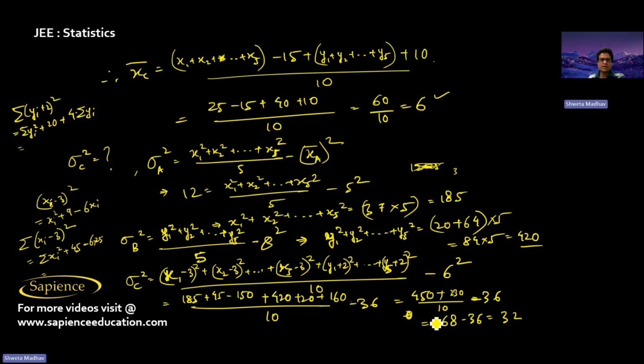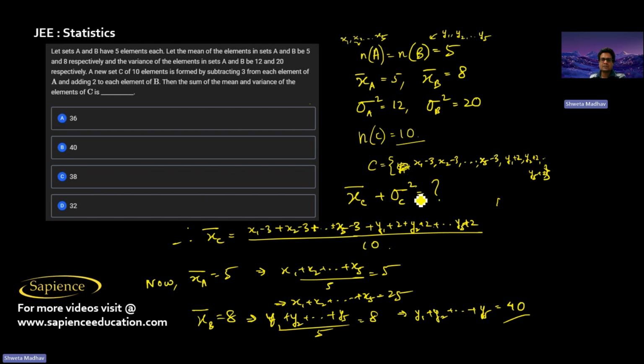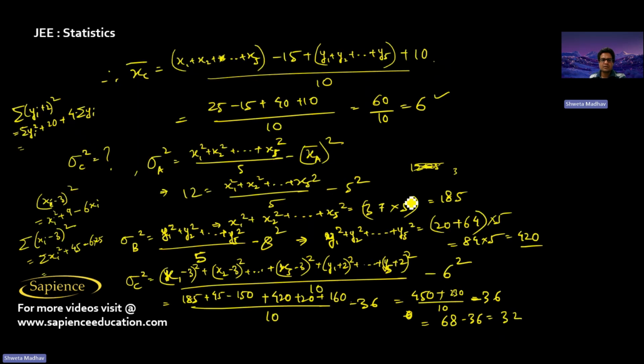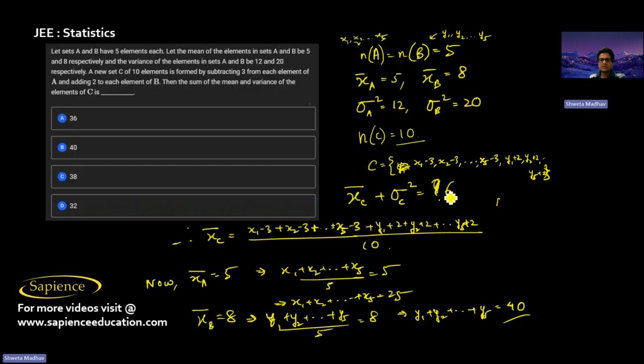So therefore we have to find the sum of x̄c plus σc². So x̄c is 6. So this will be equal to 6 plus 32. So that is equal to 38. So 38 is the answer. So option C is the correct answer.